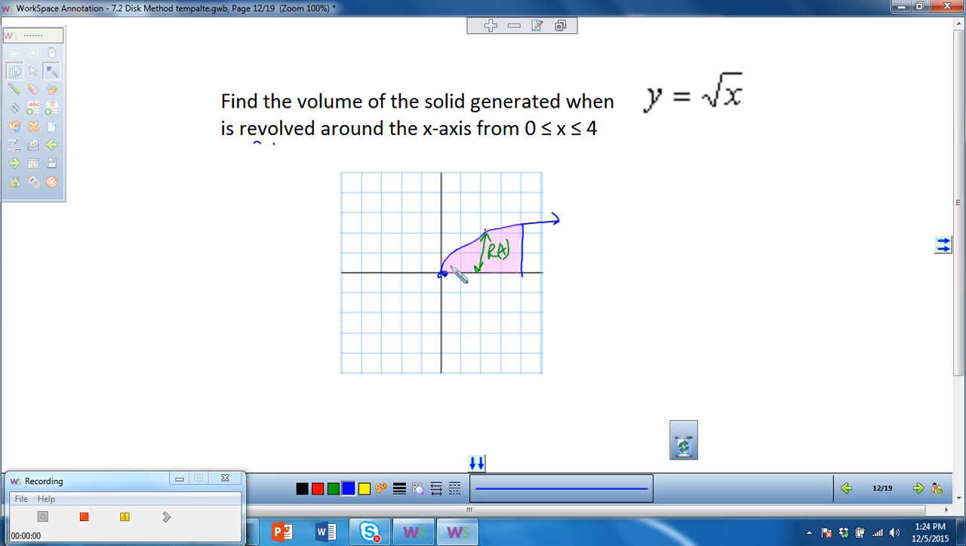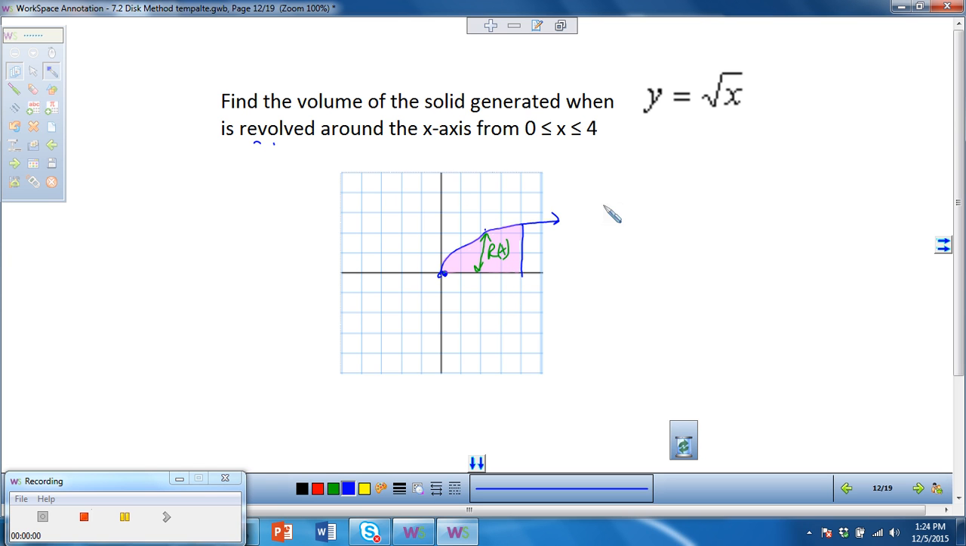So in this first situation, we're taking the square root of x, and we're rotating it about the x-axis. One of the things I want you to notice is that the area being rotated is flush, adjacent to the axis of rotation. There are no spaces between the area that's being rotated and the axis of rotation. If that's the case, then that's when we use the disc method.